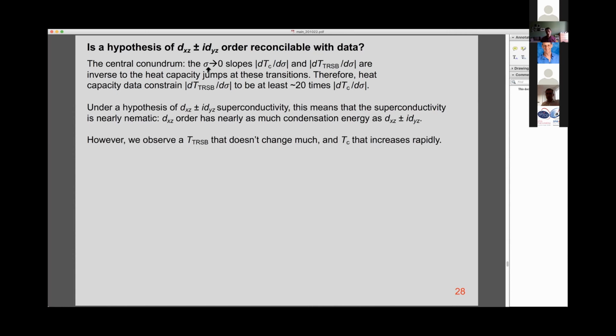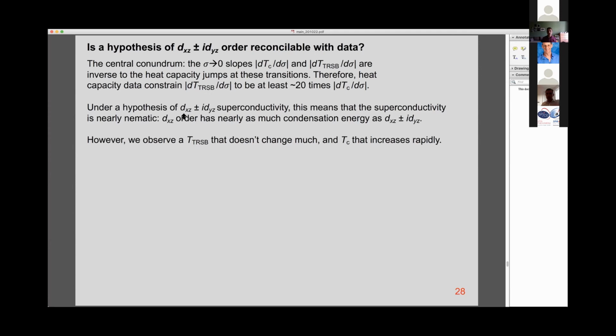The zero stress limit of the slopes dTc by d stress and dT TRSB by d stress are inverse to the heat capacity jumps at these transitions. You can get that straightforwardly from Ginzburg-Landau theory. That is a constraint which follows from these components being degenerate on the tetragonal lattice. So therefore, our heat capacity data say that dT TRSB by d stress should be at least 20 times dTc by d stress. If you remember in the heat capacity data, the heat capacity anomaly here was at most 5% that at Tc.